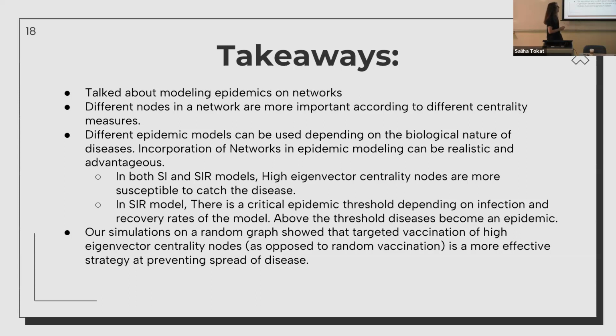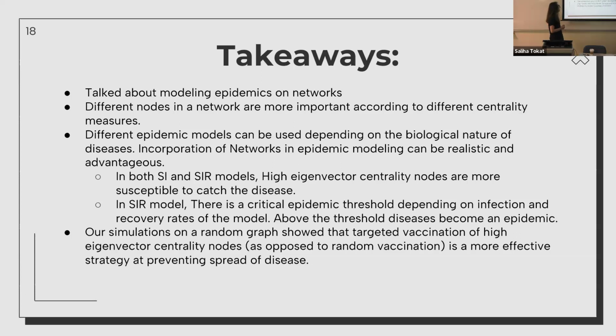We see that different epidemic models can be used for different natures of disease. For example, for chickenpox, we use a different one, and for COVID, we use a different one. And we can get some idea about how a disease spreads by just using networks. In both the SIS and SIR models, we see that high eigenvector centrality nodes are more susceptible to catching the disease. And in the SIR model, we also see that there is a critical threshold for the epidemic to happen. If we are below the threshold, there is no epidemic. If we are above the threshold, there will most likely be an epidemic.